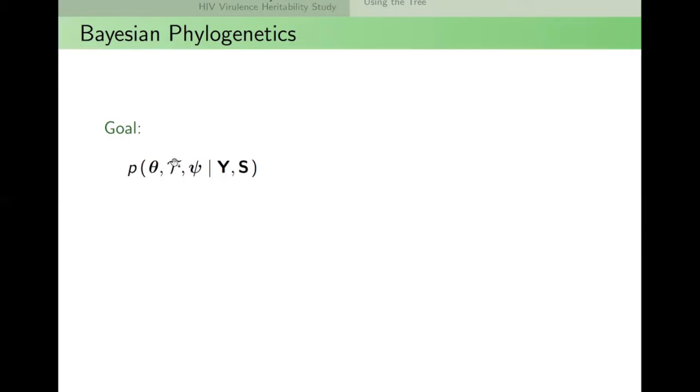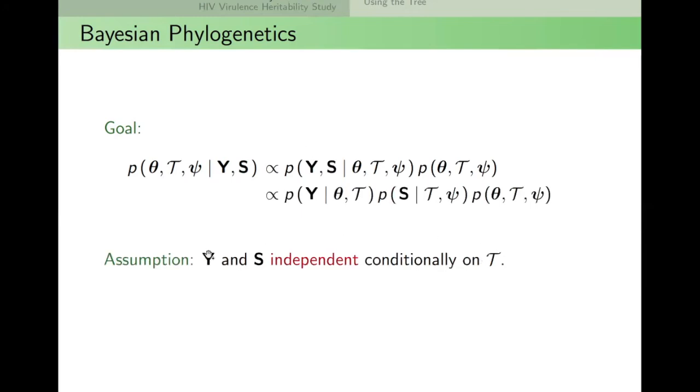I want to learn the tree itself and some parameters associated with the tree. And as usual, I decompose the posterior as the likelihood and the prior. The fundamental assumption that I'm going to make here is that conditionally on the tree, the process of the continuous trait and the process of the sequences are independent. So conditionally on the tree, y and s are assumed to be independent, so that I can factorize this joint density into these two densities, one in y and one in s.